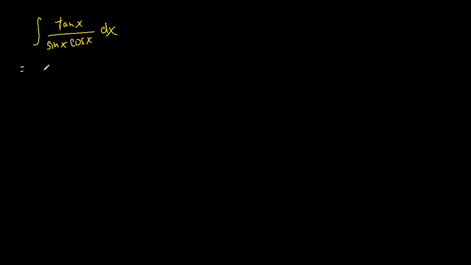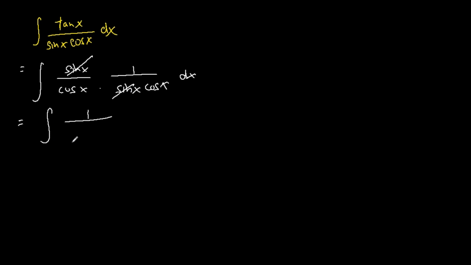For this particular problem, the first step we're going to do is change the tangent x into sine x over cosine x. So we have the following: sine x over cosine x times 1 over sine x cosine x dx. Then the sine x in the numerator and denominator can be cancelled off, so we get the integral of 1 over cosine square x dx.